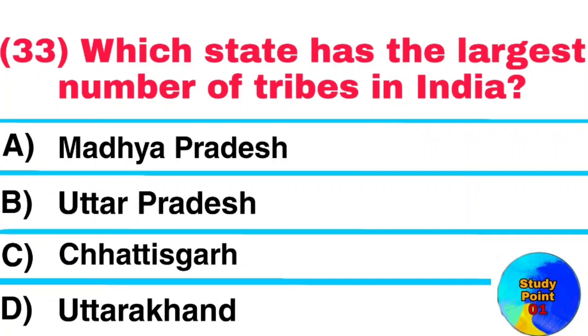Question. Which state has the largest number of tribes in India? A. Madhya Pradesh. B. Uttar Pradesh. C. Chhattisgarh. D. Uttarakhand. Answer. Madhya Pradesh.